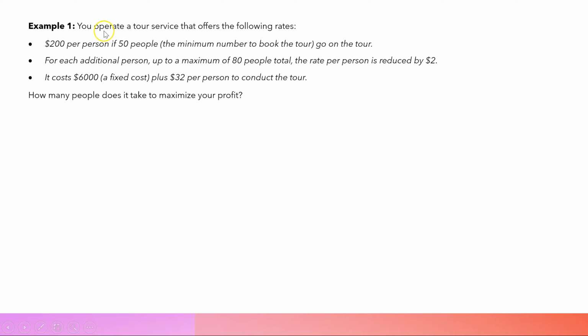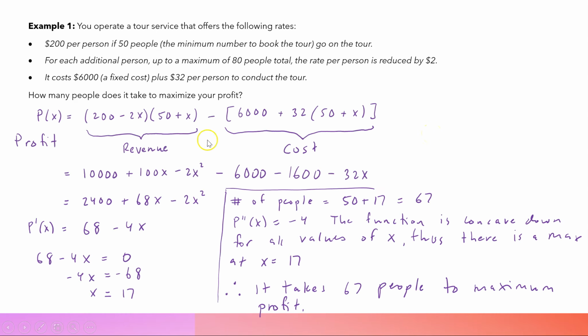So you operate a tour service that offers the following rates: $200 per person if 50 people go on the tour. For each additional person, up to a maximum of 80 people total, the rate per person is reduced by $2. Now there's a fixed cost of $6,000 plus $32 per person to conduct the tour. How many people does it take to maximize your profit? So let's now take a look at the solution to this problem.